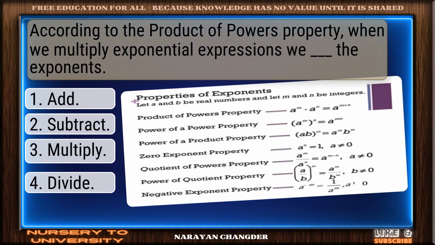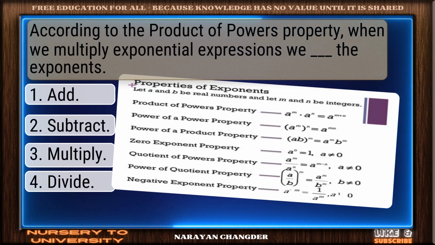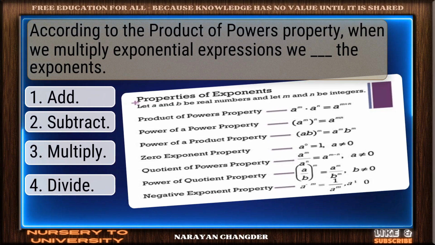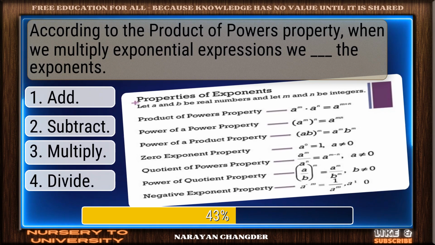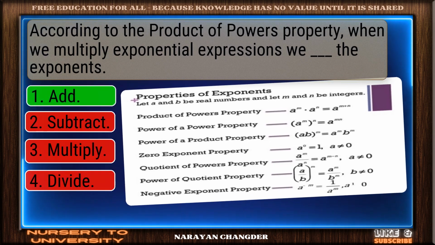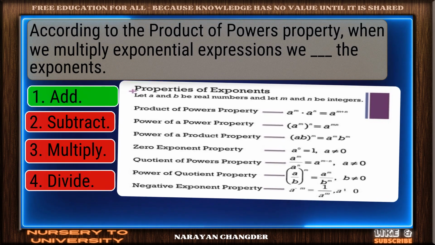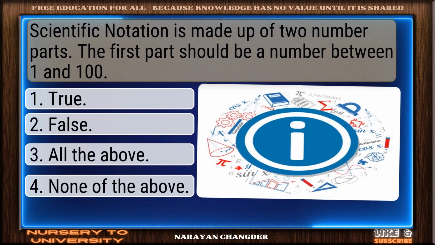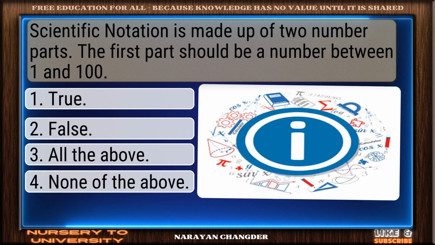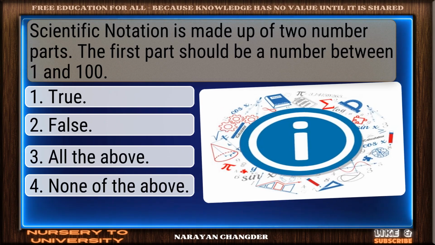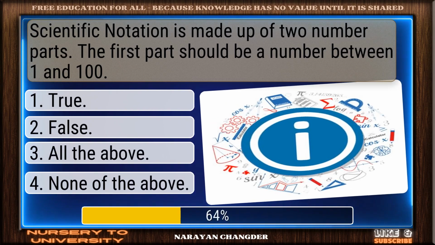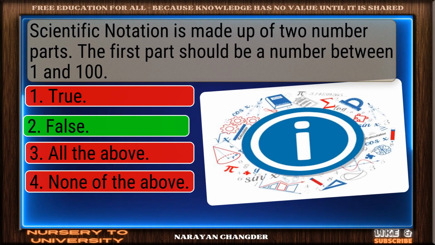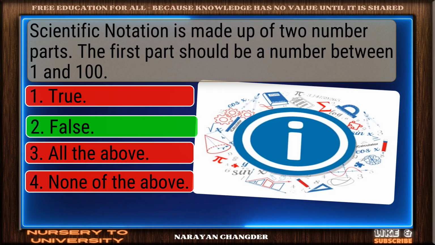According to the product of powers property, when we multiply exponential expressions, we dash the exponents. Well picked. Add is the correct answer. Scientific notation is made up of 2 number parts. The first part should be a number between 1 and 100. Solid response. False is a valid choice.